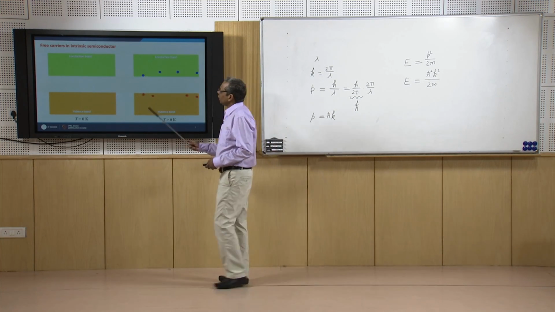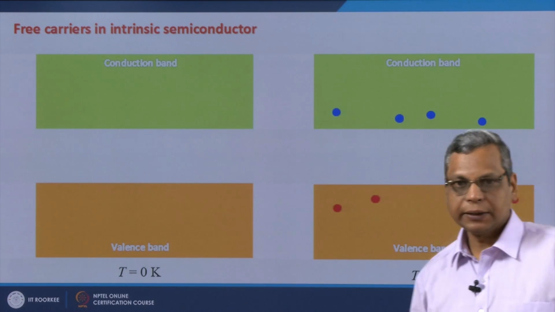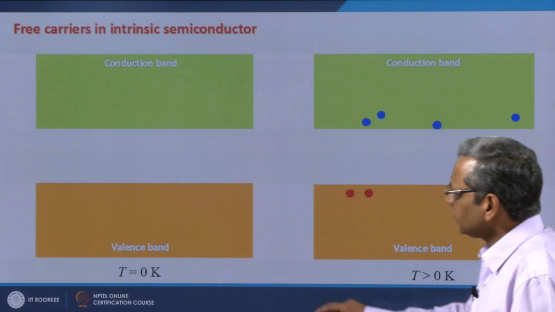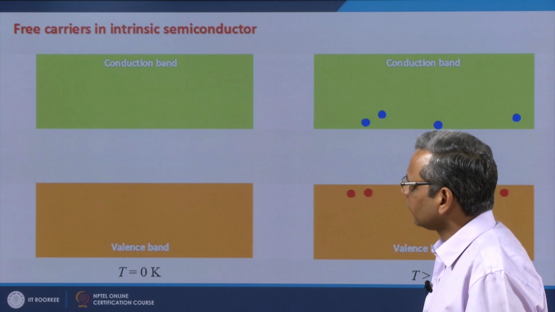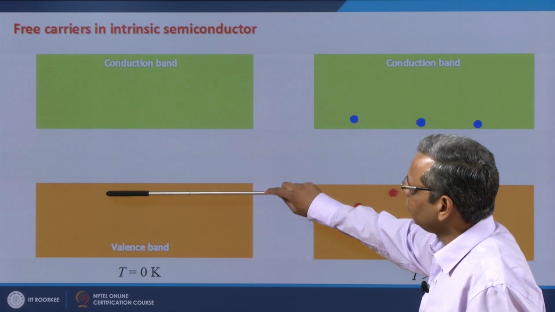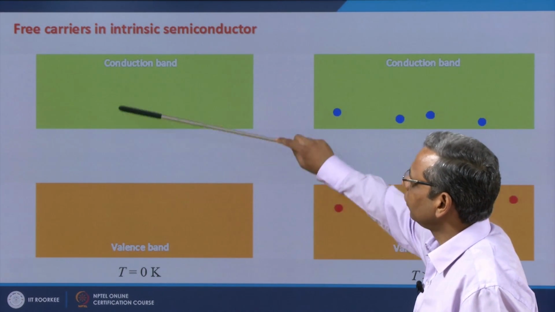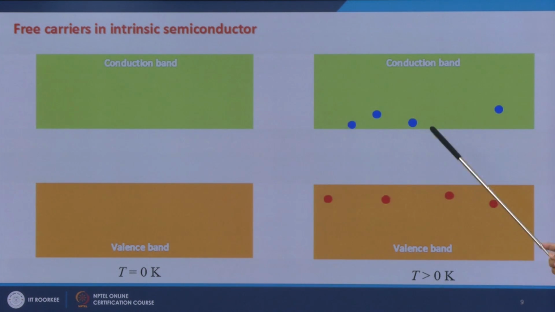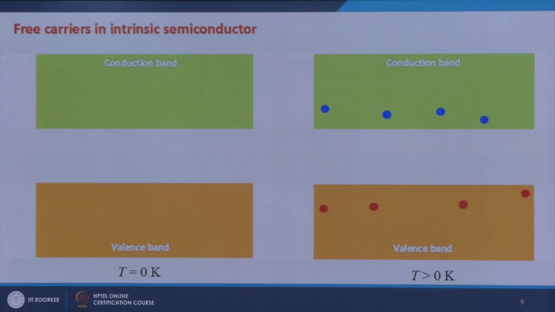So, if I look at free carriers in an intrinsic semiconductor which is not doped, then at T equal to 0 Kelvin, I do not have any free carriers in the valence band or in the conduction band. However, at elevated temperatures I have some holes available in the valence band and some electrons available in the conduction band. These blue circles represent electrons and red circles represent holes.